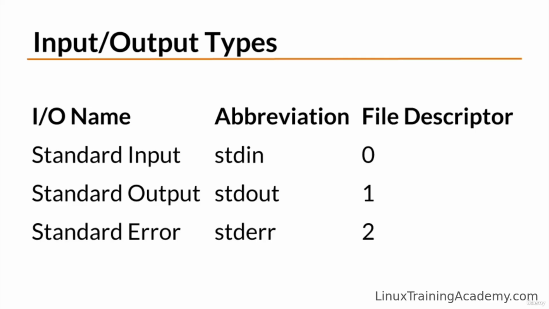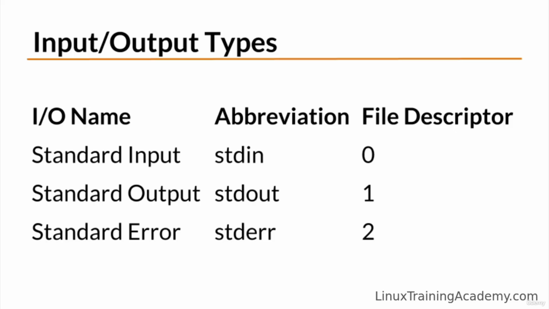Each one of these I/O types is given a file descriptor. File descriptors are just numbers that represent open files. For us humans, it's easier to reference files by name, but it's easier for computers to reference them by number. You might be thinking, my keyboard isn't a file, nor is my screen. On one level, that's true, but on another level, it's not. Linux represents practically everything as a file.